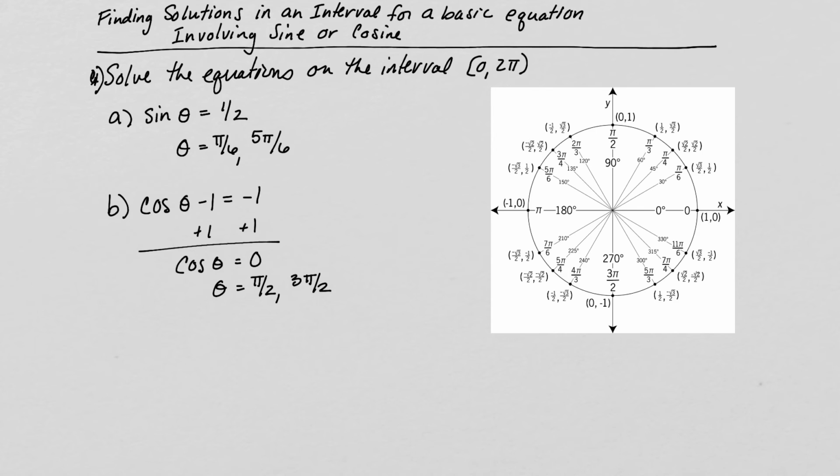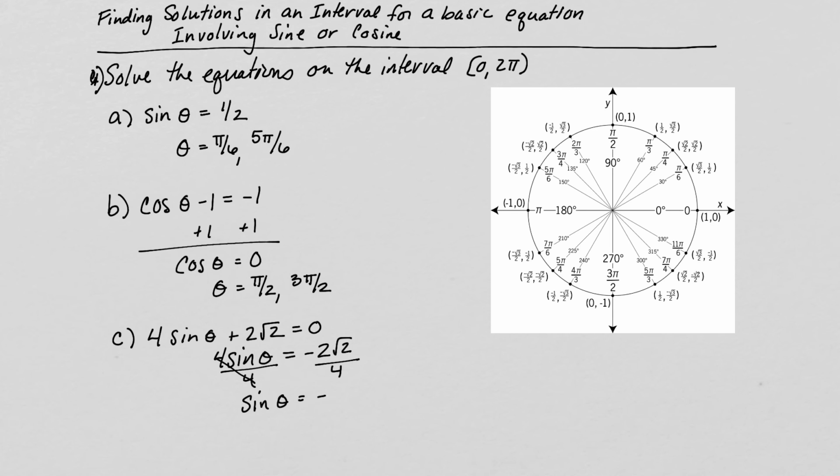What about C? 4 sine theta plus 2 root 2 equals 0. So the first thing I'm going to do is subtract that 2 root 2 to the other side. So 4 sine theta equals minus 2 root 2. Divide both sides by 4. So sine theta equals minus root 2 over 2.